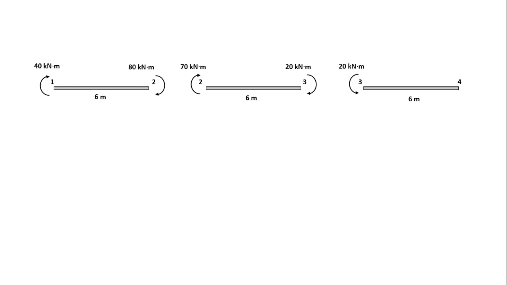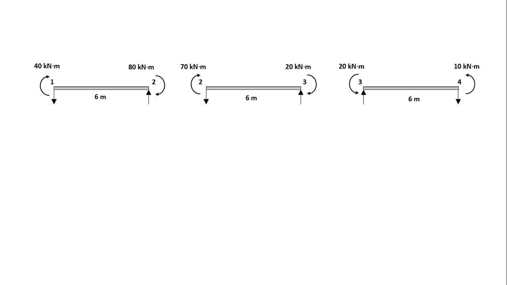Yung 20, clockwise din. Hindi ako nagkakamali. Okay, dito, positive na siya. And then dito, positive din yung 10. Okay? So, for span 1, 2, same na clockwise. So, additive ito. Parehas clockwise. So, therefore, it must be resisted by a counterclockwise couple like this. 70, tsaka 20, parehas clockwise. So, dapat counterclockwise yung couple. And dito naman, 20 tsaka 10, parehas counterclockwise.